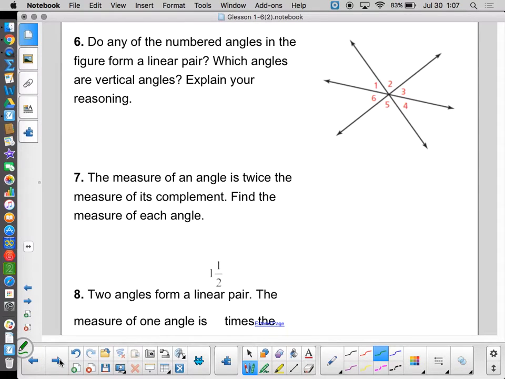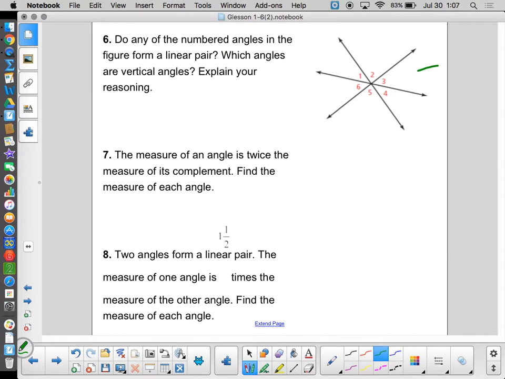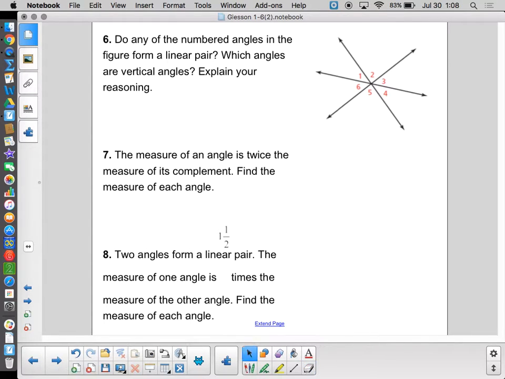Are there any numbered pairs here that form linear pairs? Any numbered angles here? Any pair of angles that form a linear pair? In this picture we're looking at now. Do you see any numbers that give you a linear pair? Well, 6 and 5 aren't linear. 6 and 1 aren't linear. 5 and 4 aren't. 4 and 3. In fact, there are no linear pairs here. None whatsoever. There are groups of 3 that add up to 180, but there are no linear pairs.